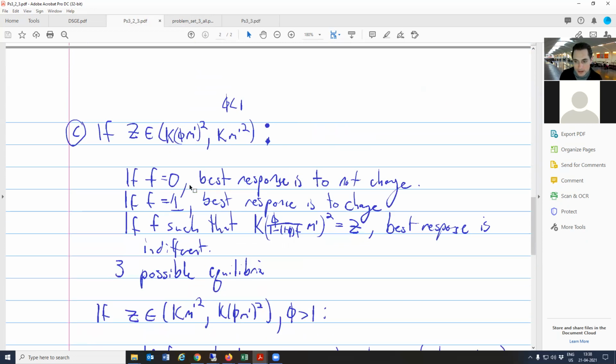So I've just written that out here. If f is equal to 0, best response is not to change. If f is equal to 1, best response is to change. If f is such that this equation is true, the best response is indifferent. So that means that all three of these things are equilibria. Okay.